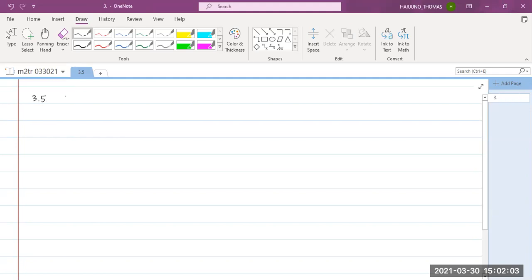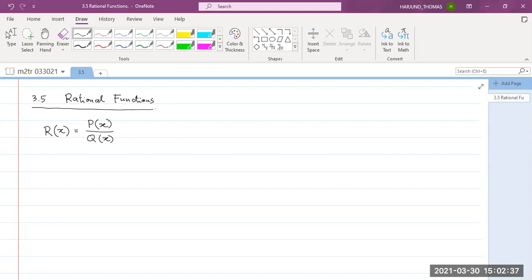3.5, that's on rational functions. And let me remind us of the notation. A rational function is a function which is a quotient of two polynomials. Now, I use these notations especially in my class. Okay, I will use P(x) as the polynomial on the numerator and Q(x) as the polynomial on the denominator.